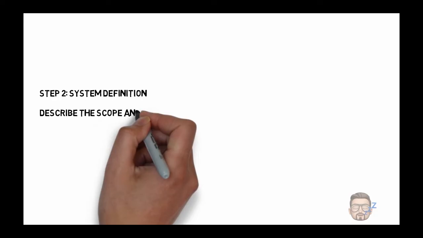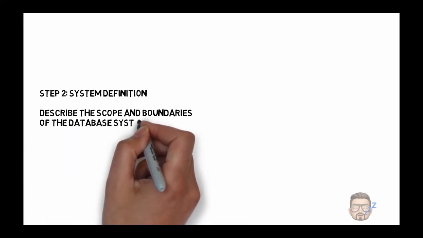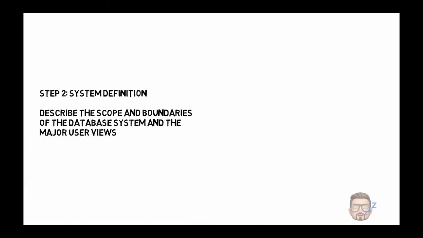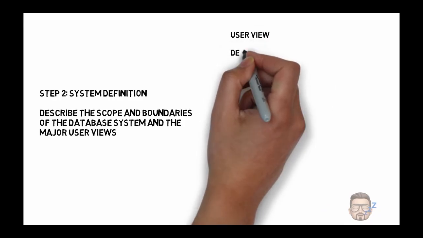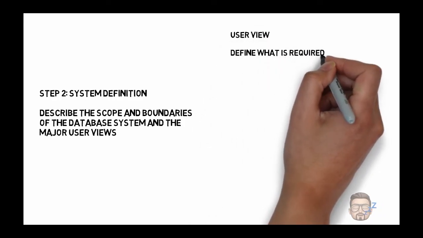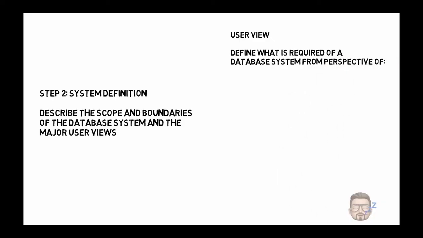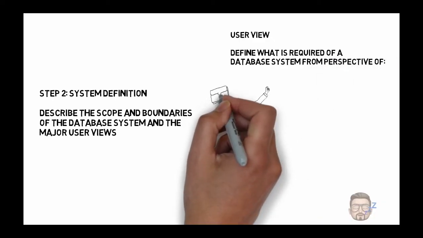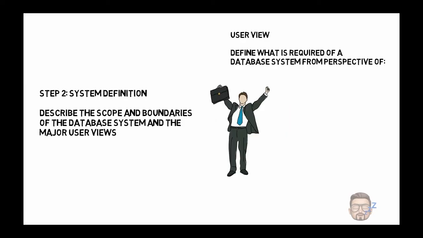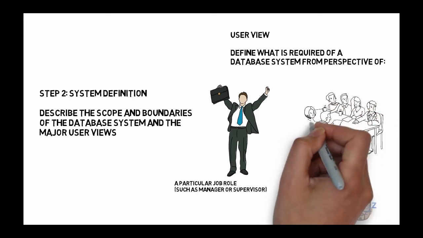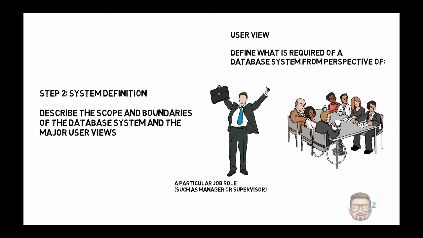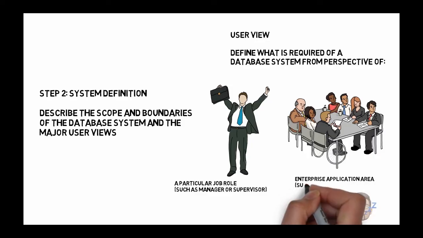The second step is system definition. It describes the scope and boundaries of the database system and the major user view. User view define what is required of database system from perspective of a particular job role such as manager or supervisor. Second one, enterprise application area such as marketing, personnel or stock control.